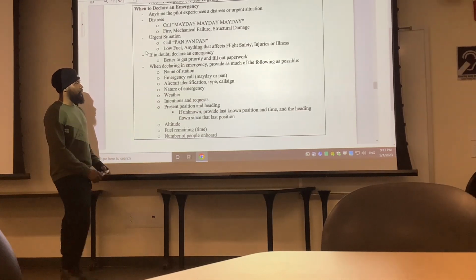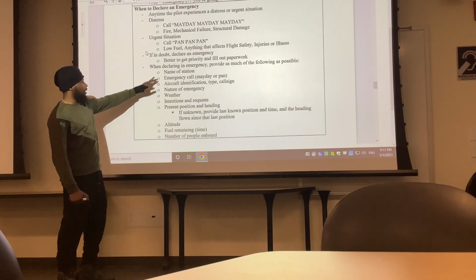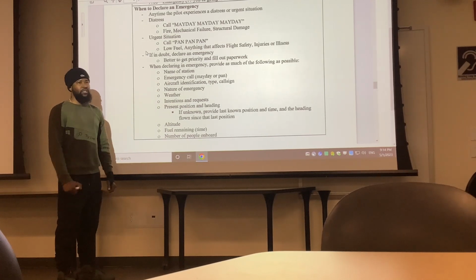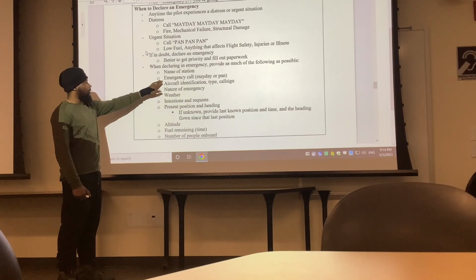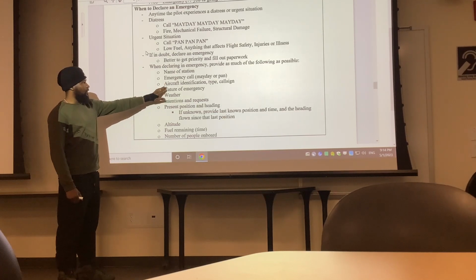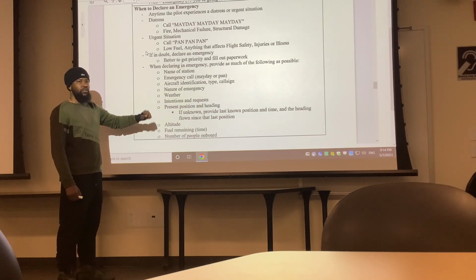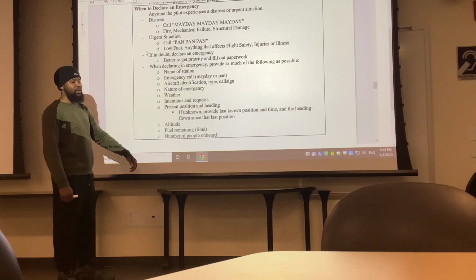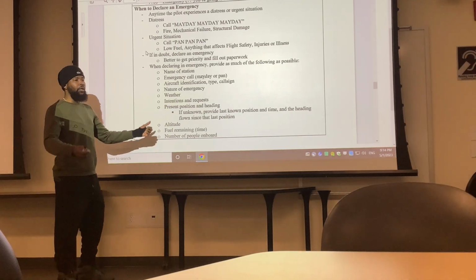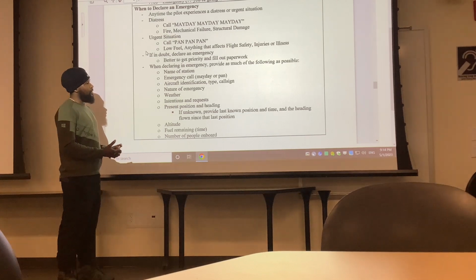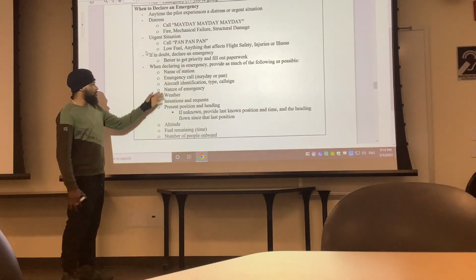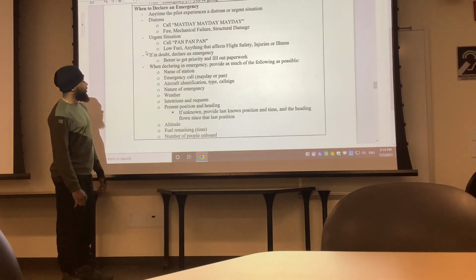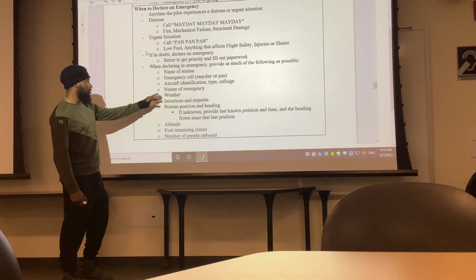Whenever you're declaring an emergency, you should provide as much information as possible: the name of the station that you're calling, the emergency call, and the aircraft identification and type. So if you're flying a Piper, you need to let them know, hey, I'm flying a Piper Archer, so they can understand how to facilitate you. Then the nature of the emergency, and they may give you the weather conditions and so on.